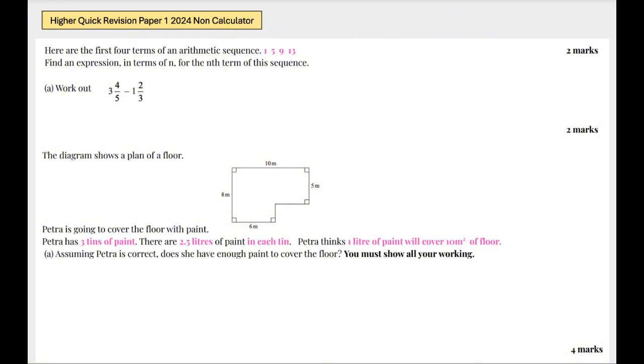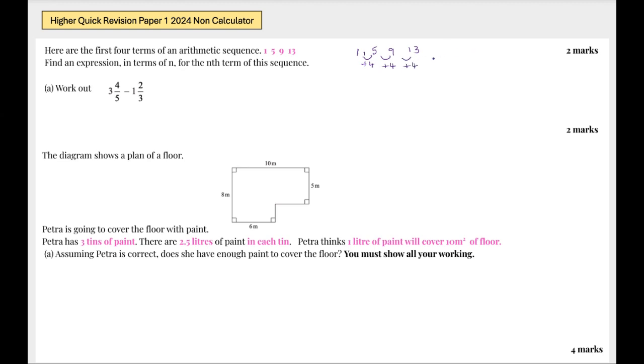Here are the first four terms of an arithmetic sequence: 1, 5, 9 and 13. Now, we all know an arithmetic sequence goes up in the same numbers. So we're going up 1, 5, 9, 13. So we've gone up in plus 4. No problem with that one.